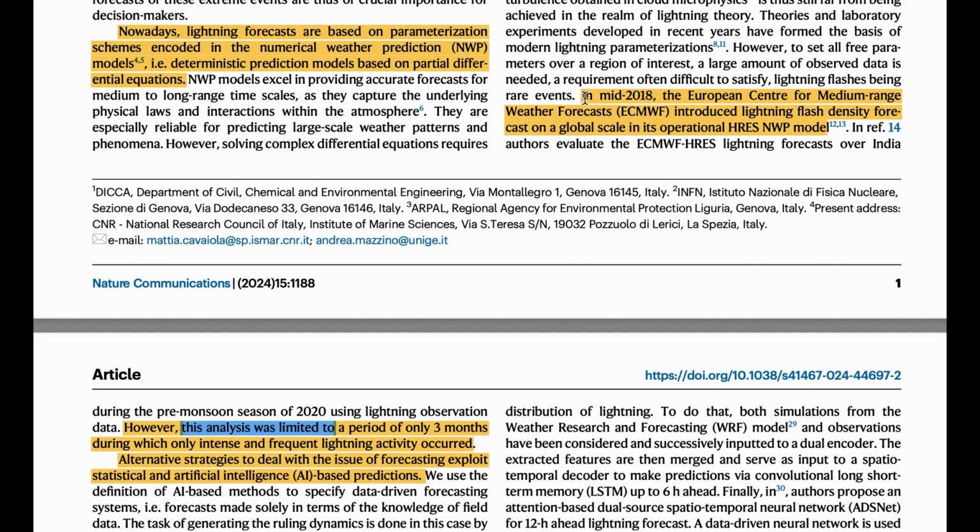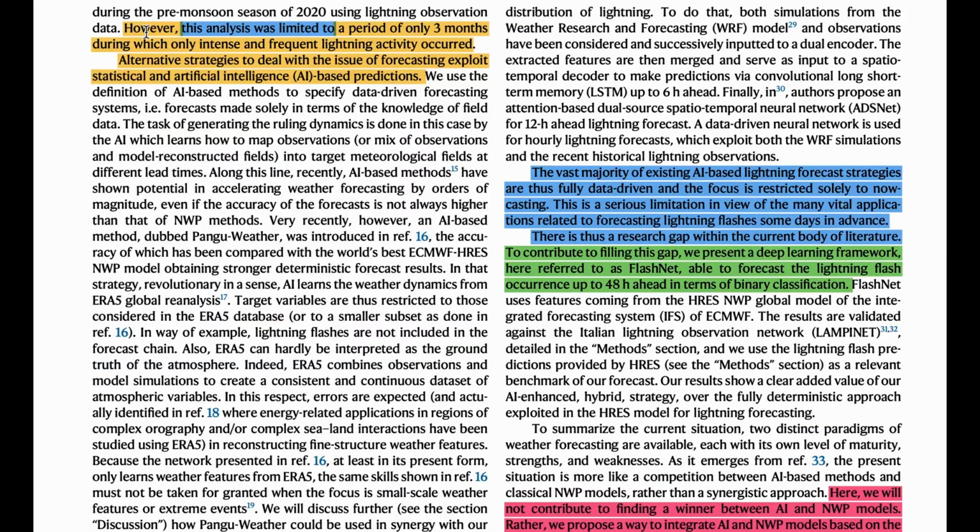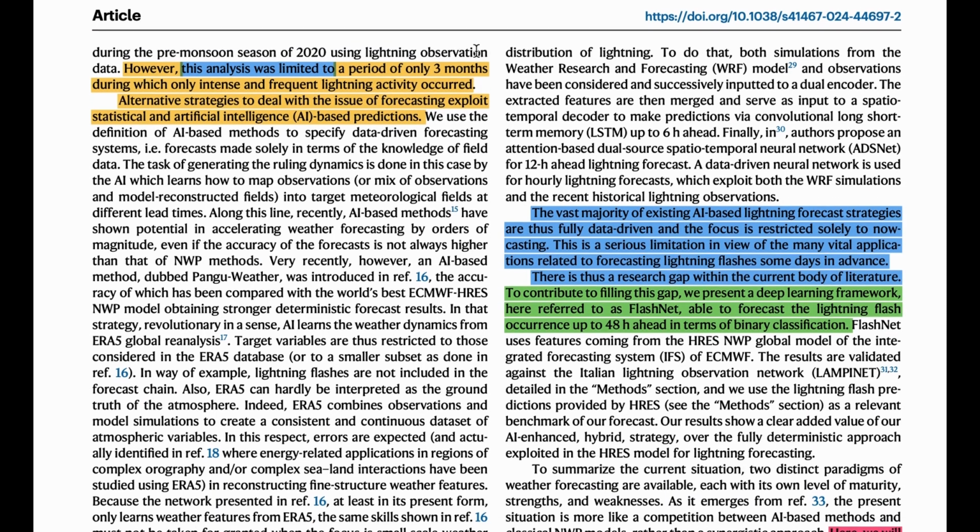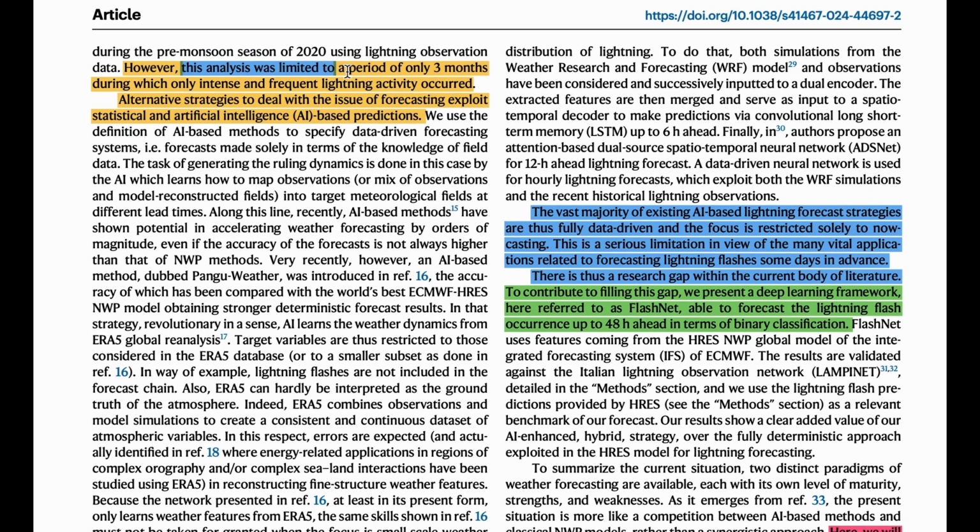Again, continuing with the lightning forecasts, weather forecasts, then this part is the most interesting. They say, however, this analysis was limited to a period of only 3 months, during which only intense and frequent lightning activity occurred. So they talk about a previous study which had limitations, a research gap.